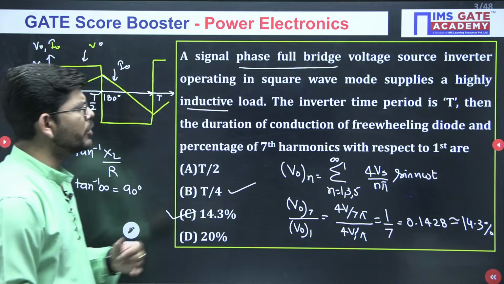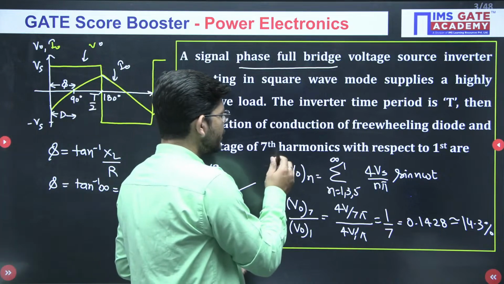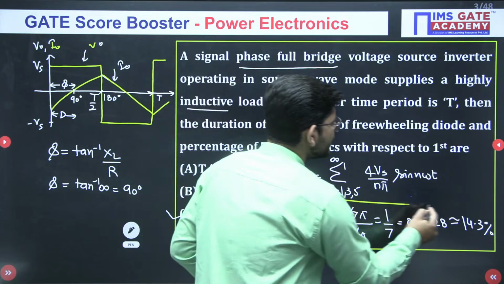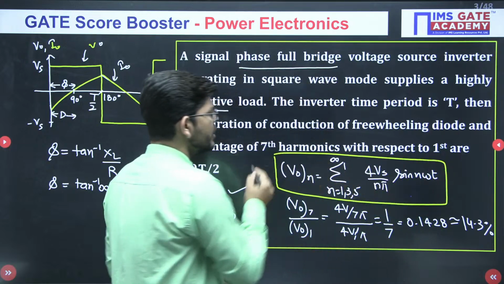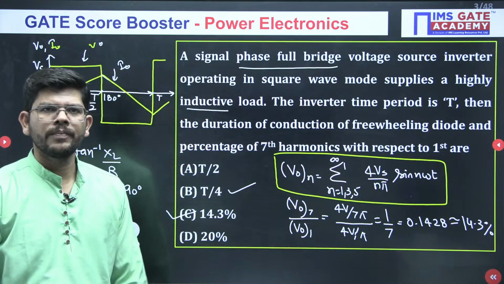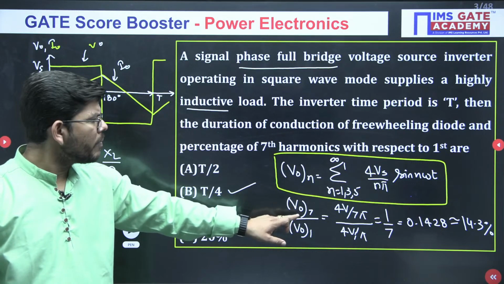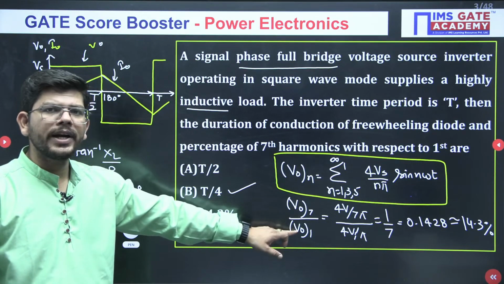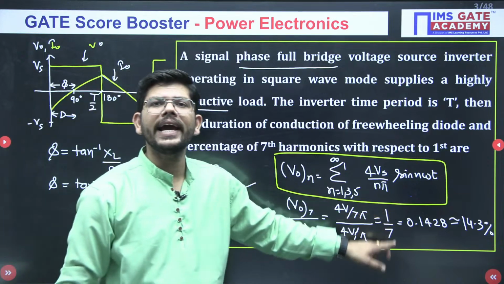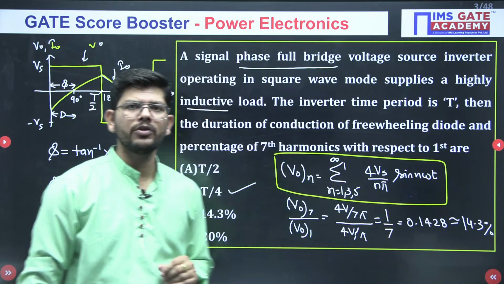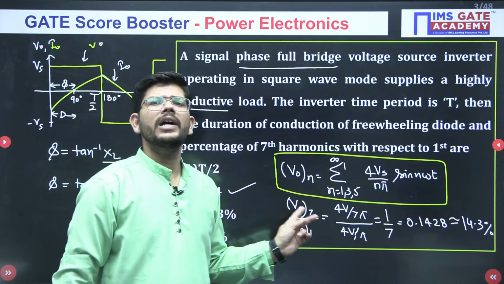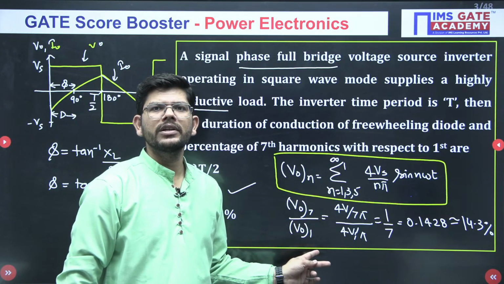And for a square wave output, this is the Fourier series expression. So if you have a better practice of writing this Fourier series expression, you can easily calculate all those things. Whenever you have to calculate the ratio of any harmonic with respect to the fundamental, it will be equal to 1 by n. This is what you can store in your mind. Let us suppose this is the third harmonic with respect to the first.